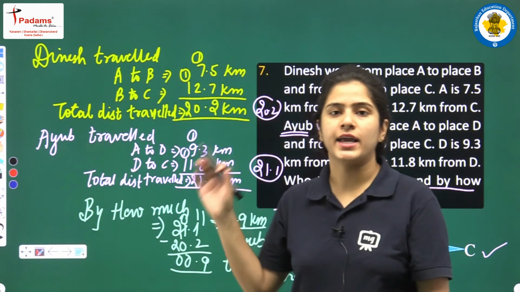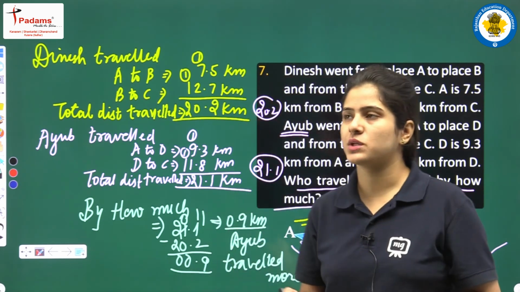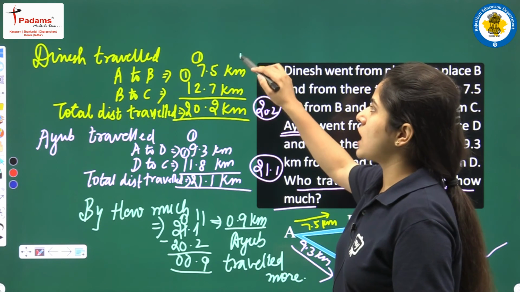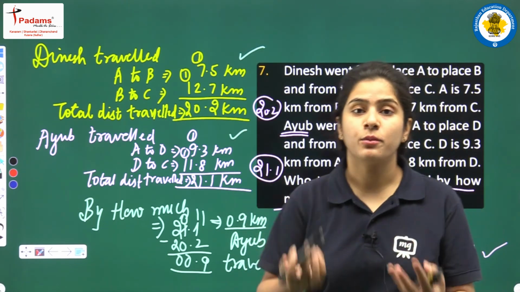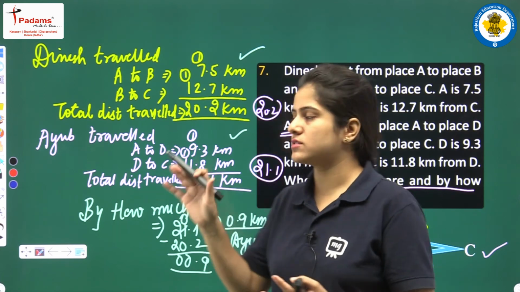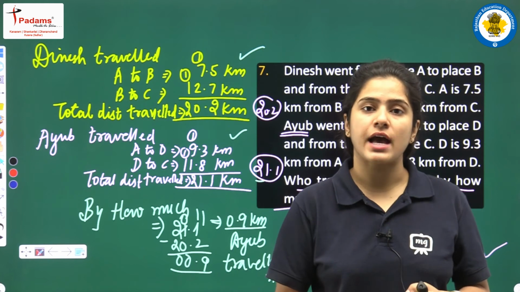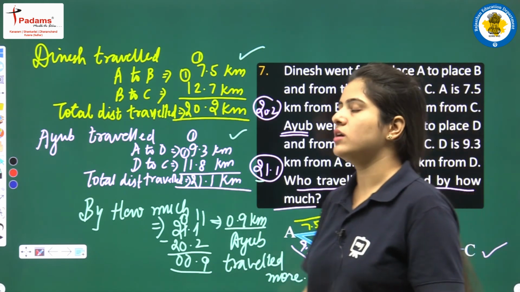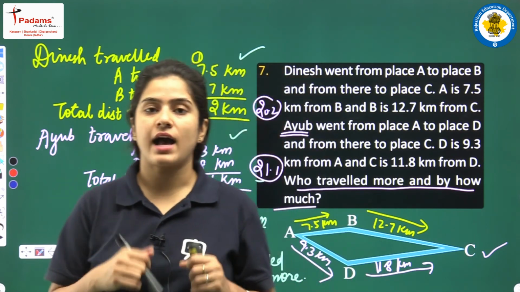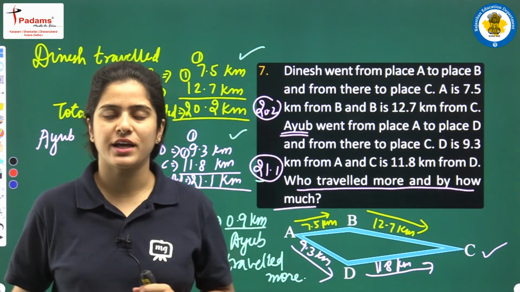Alright students, so Ayub travelled more by 0.9 kilometers. In this question, students, we just find out how much Dinesh is travelling, then we find out how much Ayub is travelling, okay. We have just the observation that Ayub is travelling more, but we don't know how much more. So, we have just subtracted these two things. So, the distance that Ayub is travelling is 0.9 kilometers more than that of Dinesh, okay students.